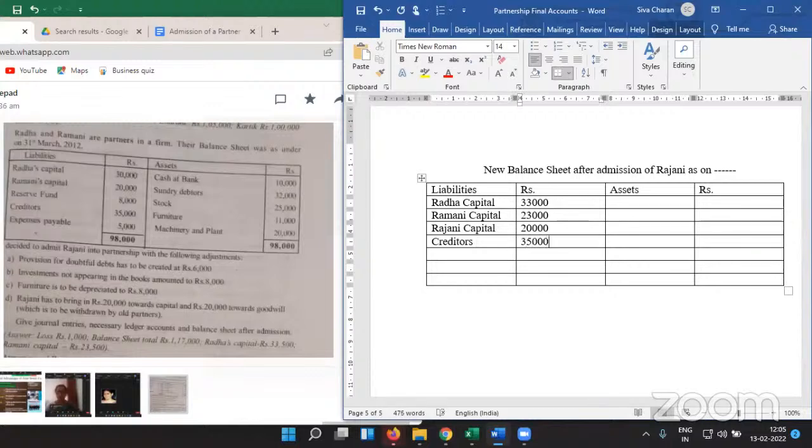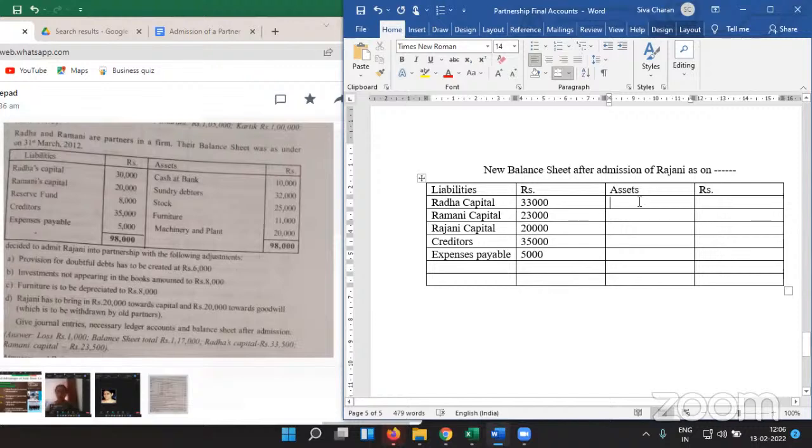35,000. The next, expenses payable. That also we don't have anything, so we take as is. Expenses payable, what is the amount? 5,000. Done with the liabilities part. Now coming to the assets part. Assets, first item is cash at bank.